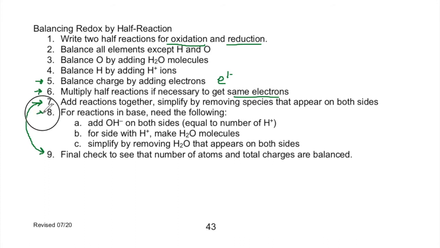If you have a reaction that is taking place in base, we cannot have hydrogen ions around if we are in basic solution. Basic solution means that there is very little hydrogen ion around. It's mostly hydroxide. And so we're going to be doing this extra step to add hydroxide to both sides. All right, this makes a little bit more sense if we are actually going through an example. So let's do that.